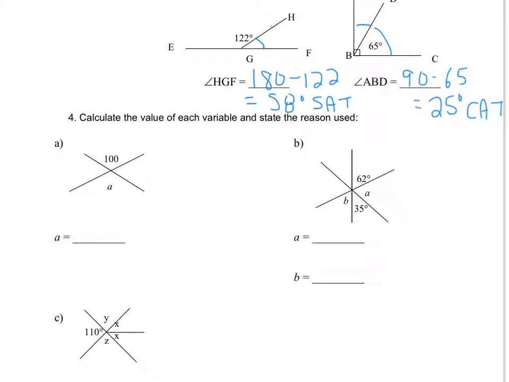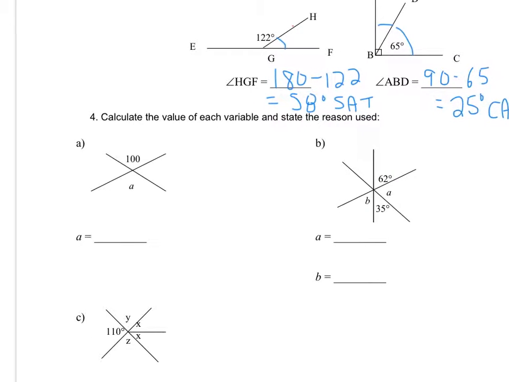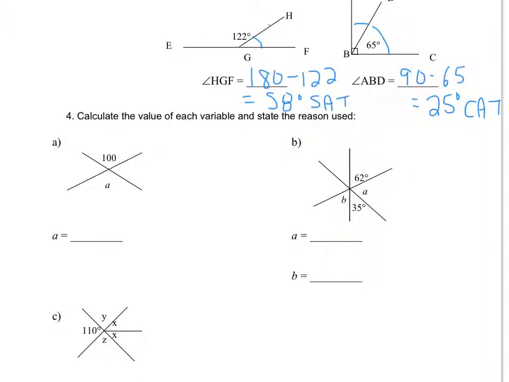In question 4, we are asked to find, again, unknown angles, and it says state the reason that we used. So that would be SAT, CAT, or OAT. This first example, A, we see that we have two straight lines that cross each other, and we have A, which is opposite of 100. So we know A is equal to 100 degrees because of the opposite angle theorem. Those two angles are opposite each other. So I will write OAT.